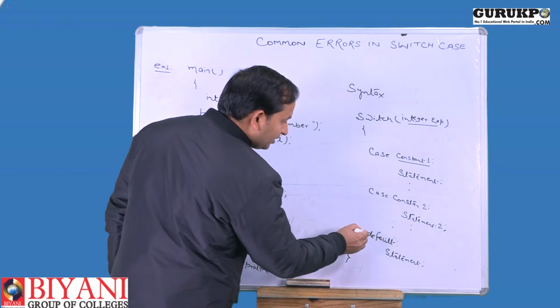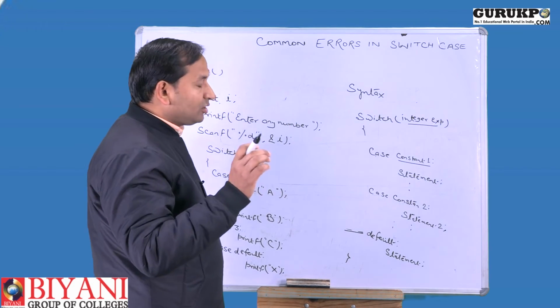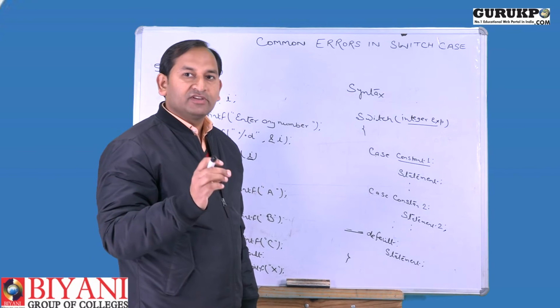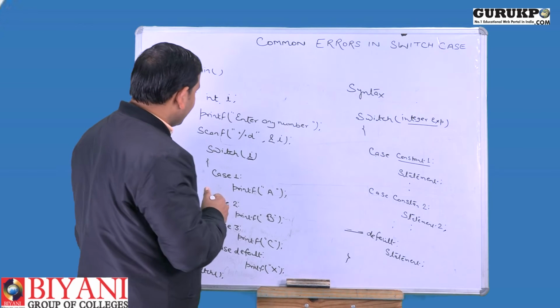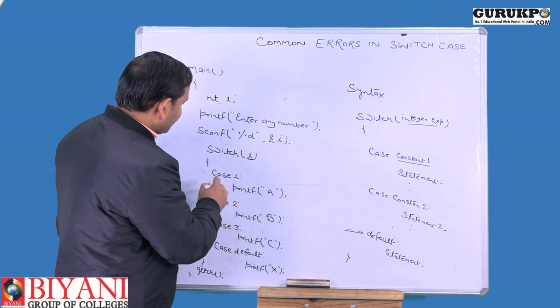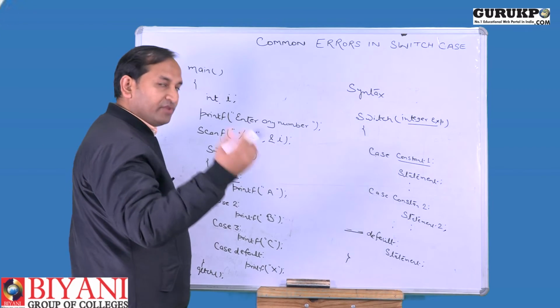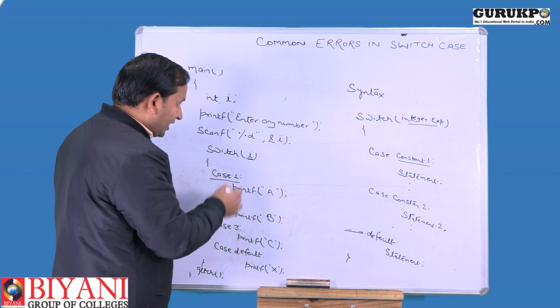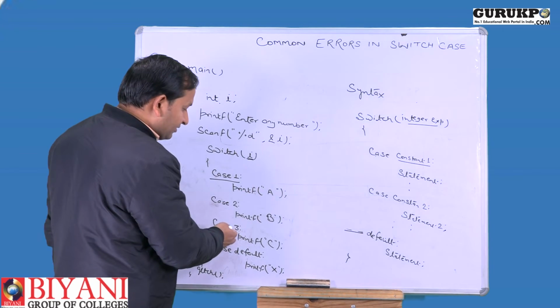There is no need of case before default. If the switch value does not match any particular case value, automatically the default case will be executed. But in this example, we can see this is case 1. If we receive value 1, then this case will be executed. If value 2, then this case will be executed. If value 3, then that particular case will be satisfied.